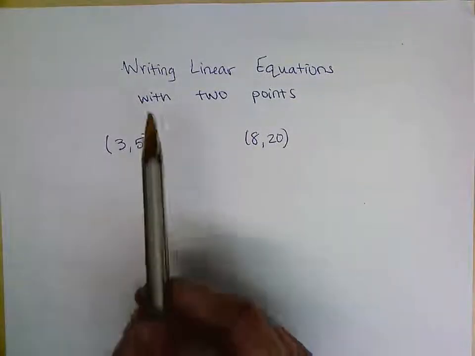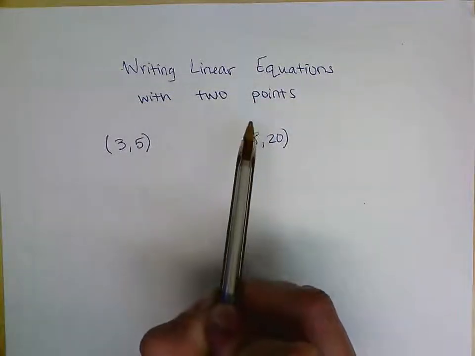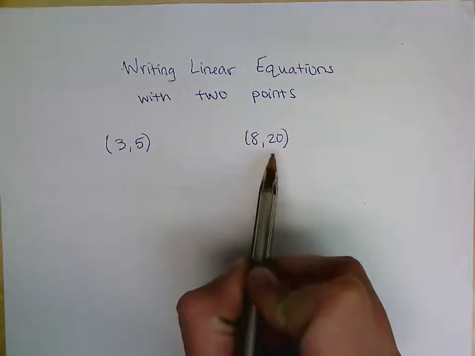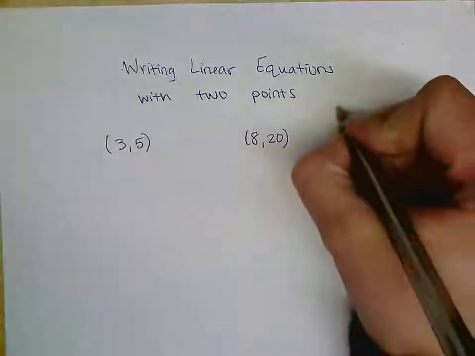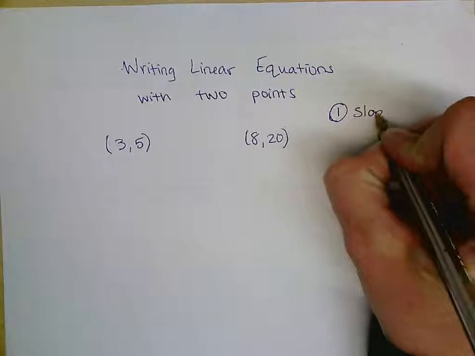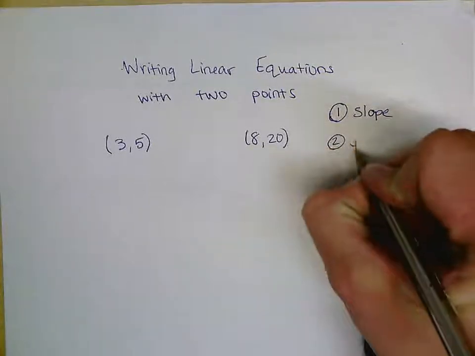Here's an example of how you can write a linear equation when you're given 2 points. In this example, we're given the point (3, 5) and the point (8, 20). Keep in mind the two things we need to know in order to write a linear equation in slope-intercept form is the slope and also the y-intercept.